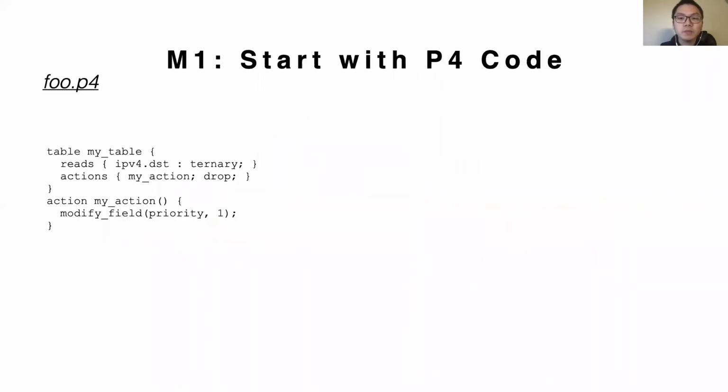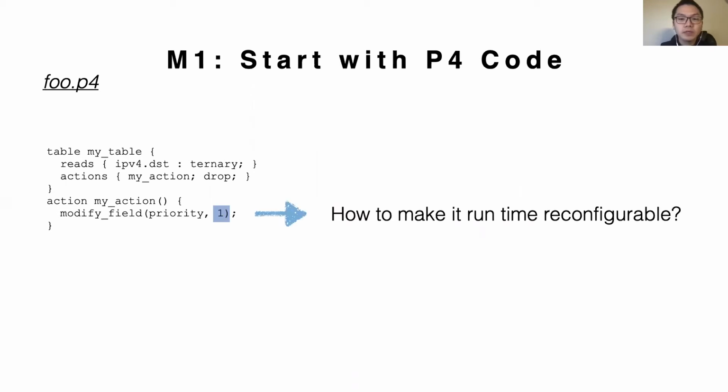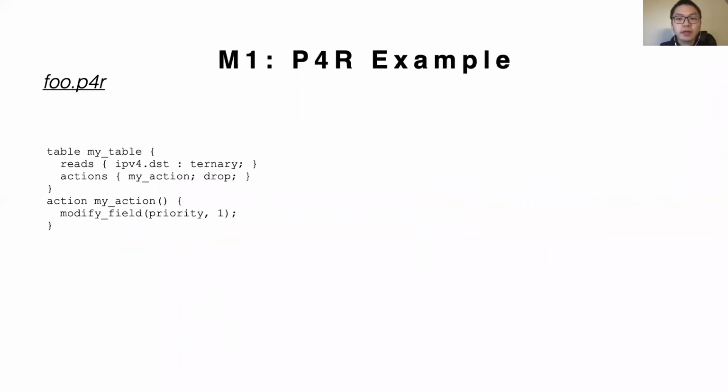To understand what a P4R program looks like, let's first start with a simple P4 code snippet. Here's a table and action that, based on the destination address, assigns the priority level. What if we want to reconfigure this priority based on the queue depth? Now, let's look at how to write the corresponding P4R program.